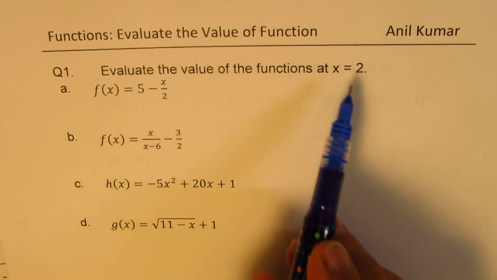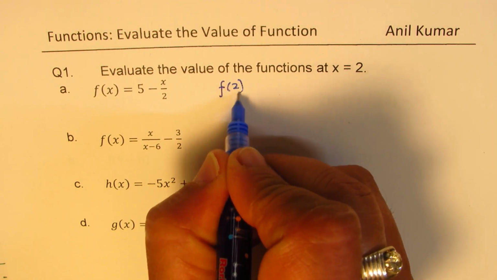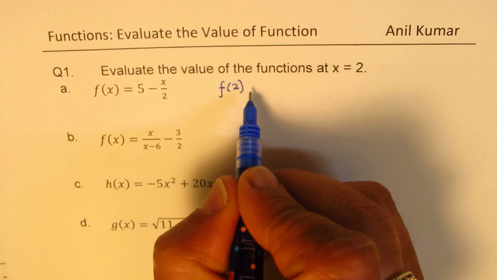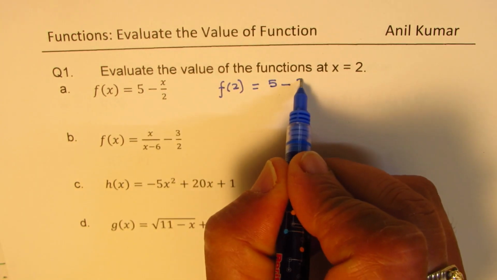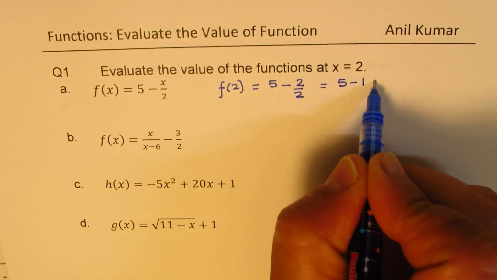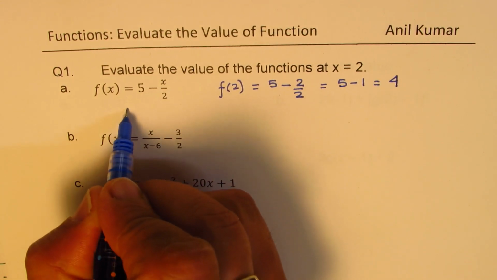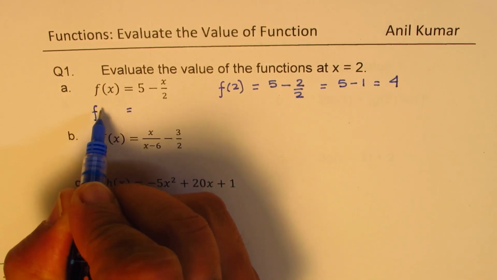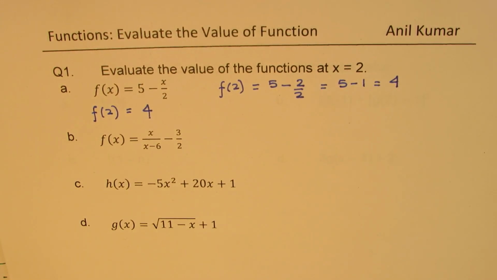So in the very first one, at x equals 2, I can write this as f of 2. That means the value of the function when x equals 2 is 5 minus, we'll replace x with 2, so we get 2 over 2, and that clearly is 5 minus 1, which is 4. So the value of the function is 4, right? You can write this answer as f of 2 is equal to 4. Is that clear to you? Perfect. So that is how you should do it. Now you can evaluate the rest of these questions.